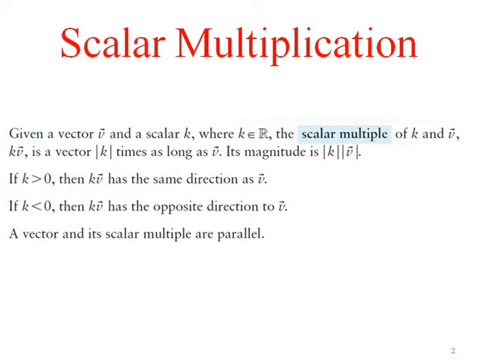If k is positive, then kv has the same direction as the original vector. If k is negative, then kv has the opposite direction to v. A vector and its scalar multiple are parallel, but sometimes they have the same direction, sometimes the opposite direction, depending on the sign of the value of k.